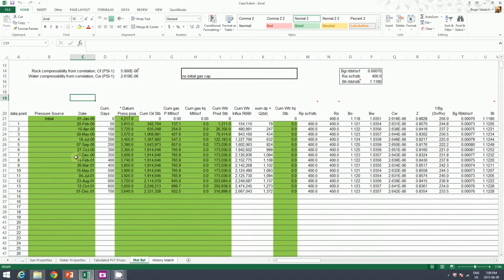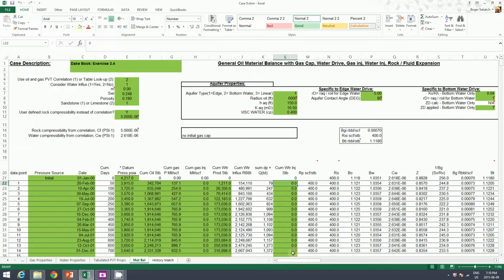To continue on down here, this is the historical information that we were looking at in the previous charts. Here are the dates. Again, they're on 50-day intervals. As you can see, the cumulative days are going up by 50 days per step, and the historical reservoir pressures that were measured for the field. Cumulative oil volumes, cumulative gas volumes. There's no gas injection in this case. We do have some water production, and there's no cumulative water injection.